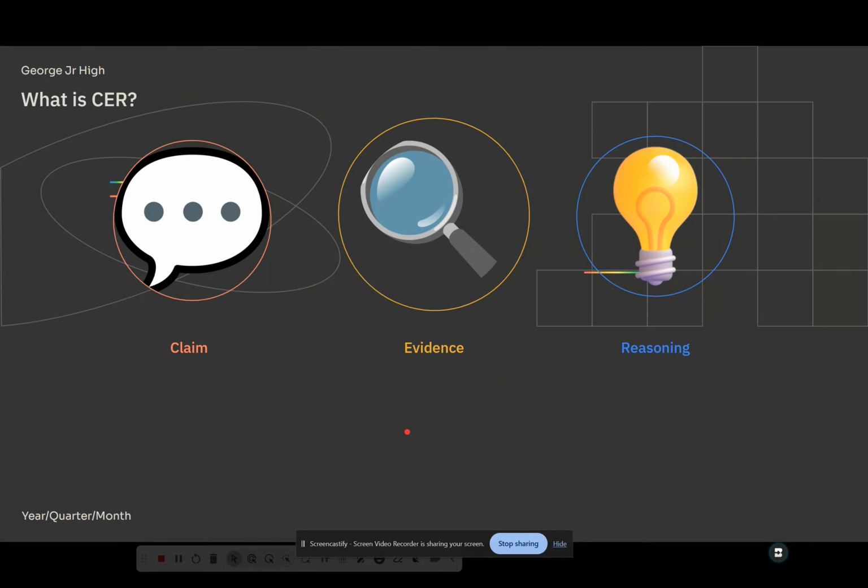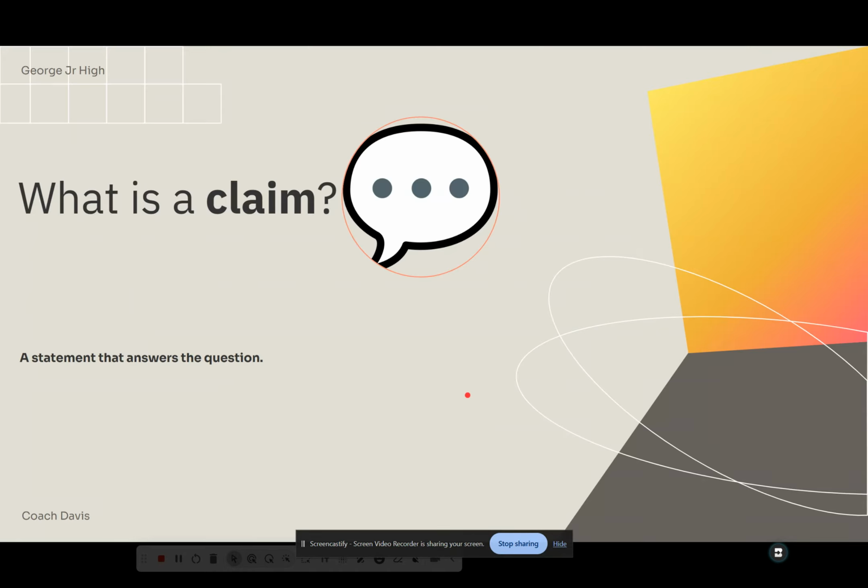So here we go. What is CER? CER stands for claim, evidence, and reasoning. It's how we write in science class, and in fact, it's how you write in most of your classes. In fact, at George, we like to use the CER model in most of your classes. But this is the way 100% to write in a science class, so let's get it going.